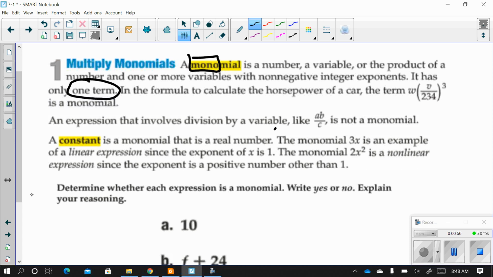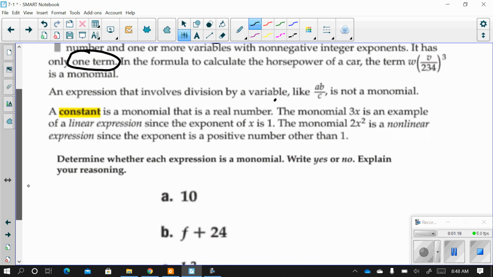So a monomial of 3x is an example of what we call a linear expression because it has an exponent of 1. Everything we've done so far has been with linear functions. So plain old x makes it linear. Monomial 2x squared, we call it nonlinear because it doesn't have an exponent of 1. And so if we graph something like this, it will not make a straight line.